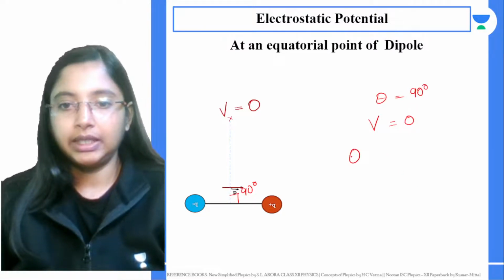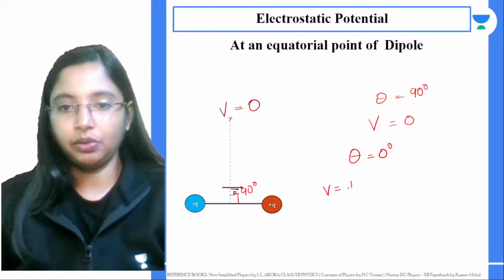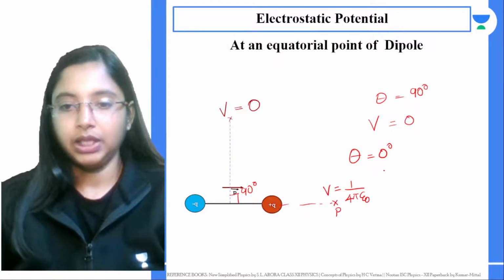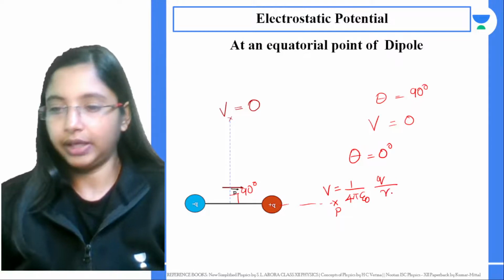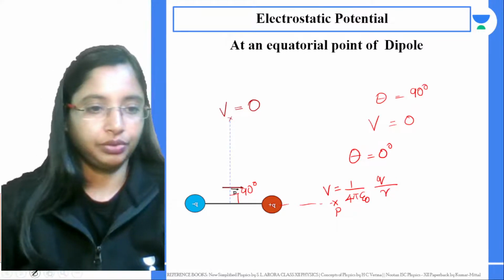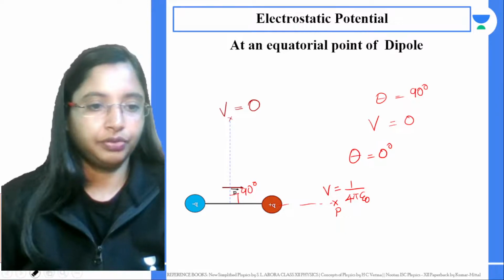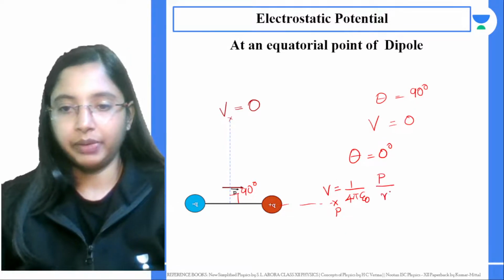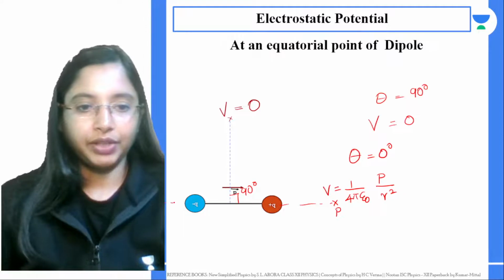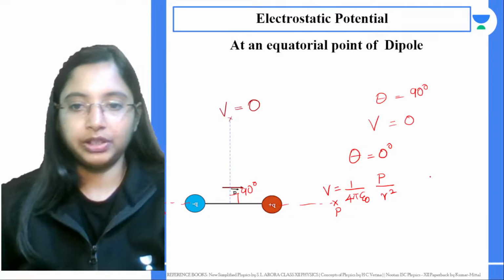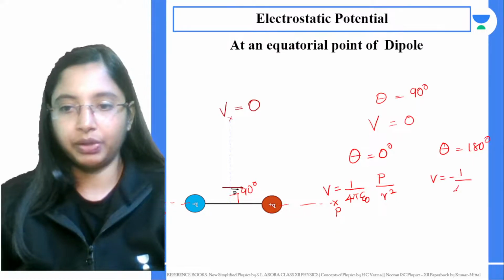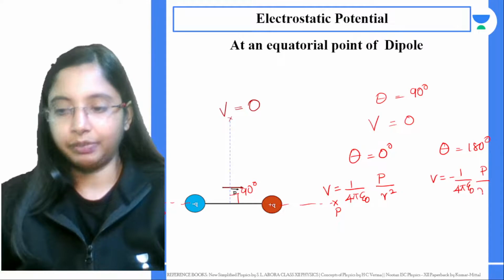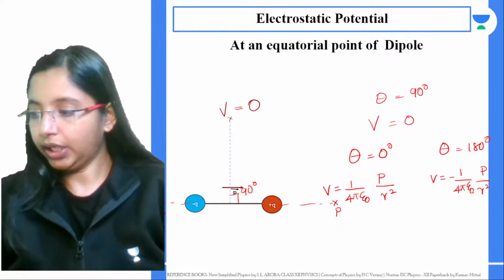Potential is 0. For theta equal to 0 degrees, V will be equal to 1 by 4 pi epsilon naught, for a point somewhere over here, P. Sorry, it is P by R square, not just Q; in terms of dipole moment, this will be P by R square. Somewhere over here, if you're taking the potential at this point, when theta is equal to 180 degrees, then V is equal to minus 1 by 4 pi epsilon naught P divided by R square.